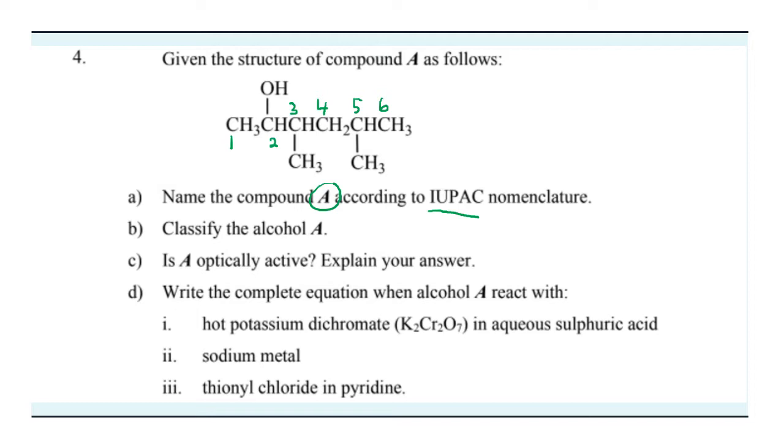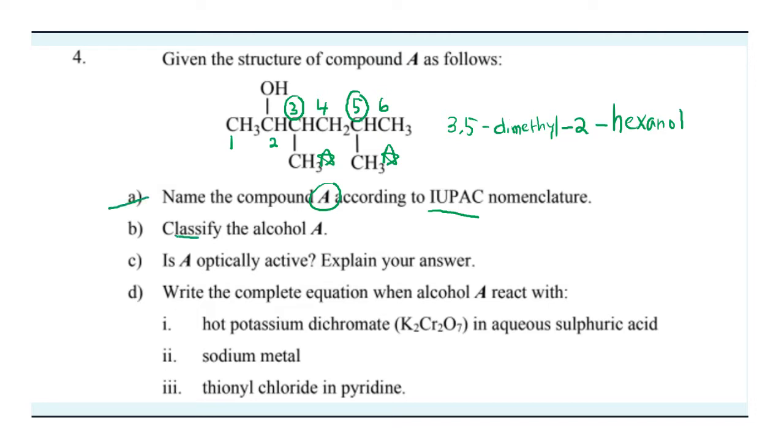Six carbons means that it is hexanol. The hydroxyl group is at the second carbon. The substituents are at the third carbon and the fifth carbon. Both substituents are the same, so this will become 3,5-dimethyl-2-hexanol. So we settle question A.